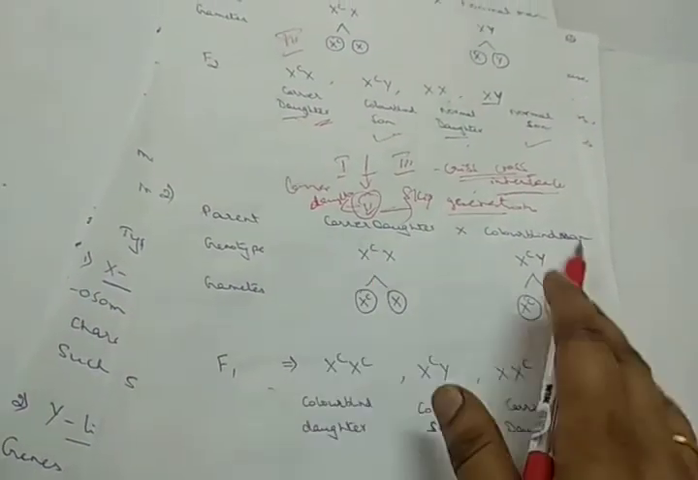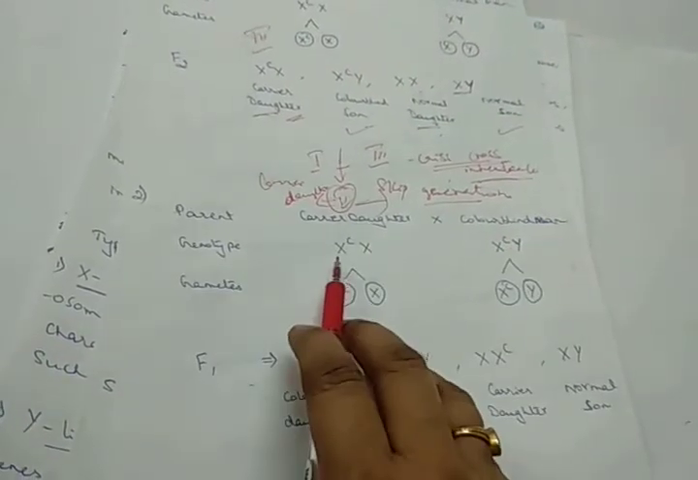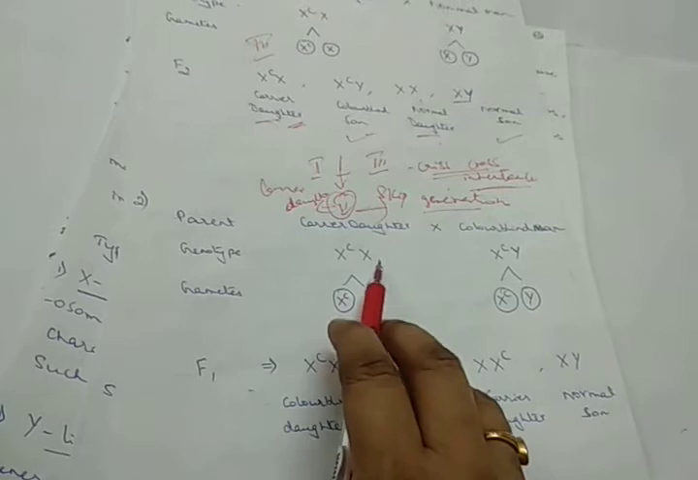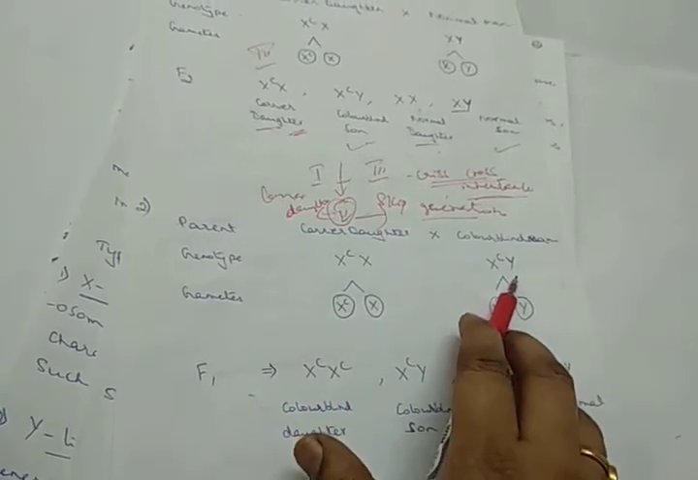Carrier daughter. Suppose you take a condition where you want to know how a female is going to be colorblind. You can take this particular condition: a carrier daughter, when she marries a colorblind man, we can observe the genotype. There is the recessive gene, one normal gene, the recessive gene, and also the normal Y gene. So the gametes are going to be plotted.